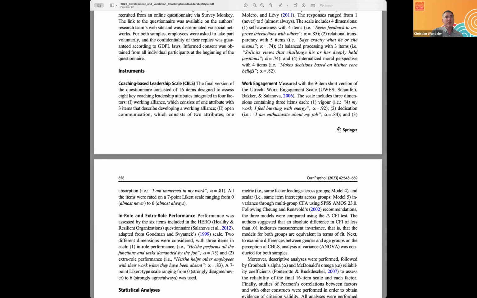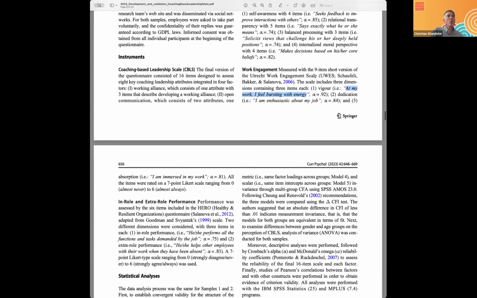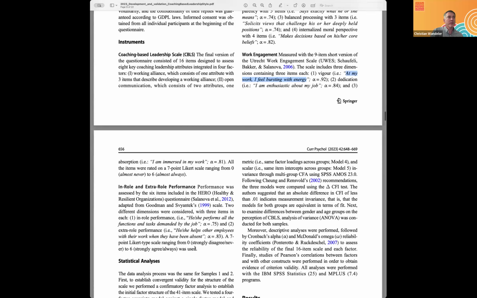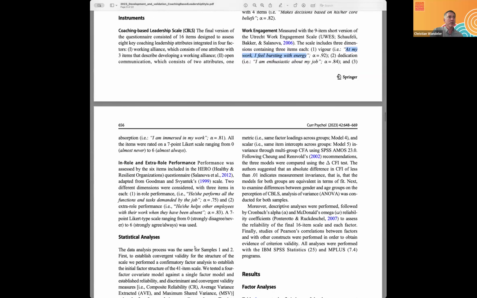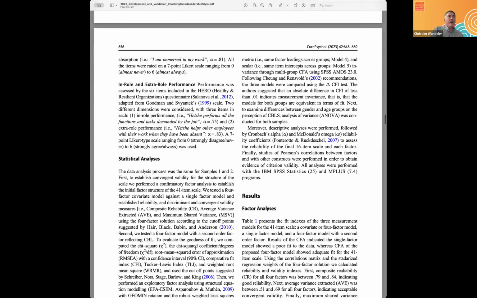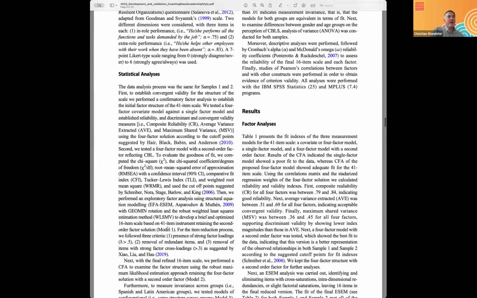They have 3 dimensions with 3 items each, but here they just give us a sample item, right? And that's good to kind of see, to get an idea. So just the way they present their information is how I would recommend it. Then we got the statistical analyses, right?